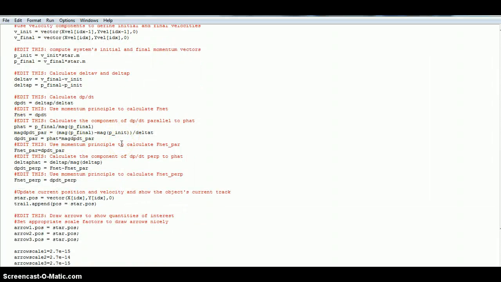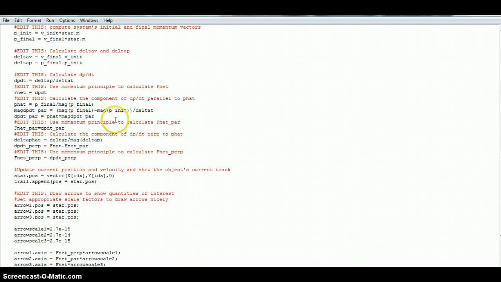to dp dt. When studying curving motion, it's best to split up dp dt into its parallel and perpendicular components, parallel being the same direction as momentum, and perpendicular being the perpendicular direction to momentum. dp dt parallel can be found by taking the change in magnitude of the momentum over delta t and multiplying that by the unit vector of momentum, p hat.